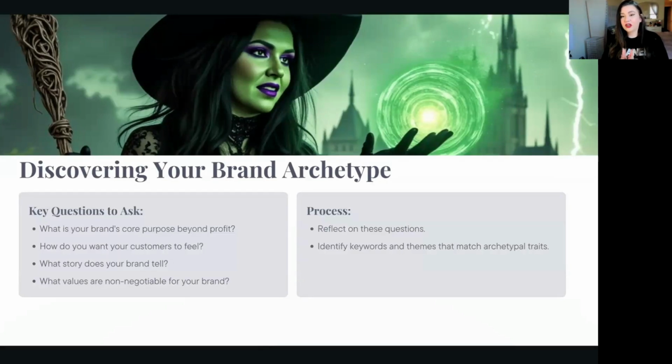I love this next one. What values are non-negotiable for your brand? So when you think about these non-negotiables, I have this funny story that a friend of mine told me. Her sister was dating, and she was going on all these dates with people, and she couldn't find anyone that she liked because her list of boxes to tick was like 10 miles long.